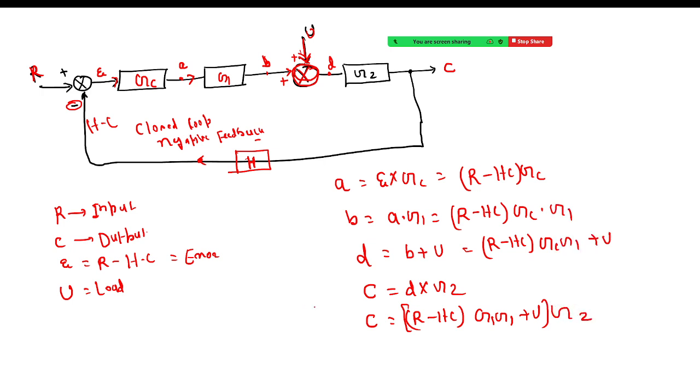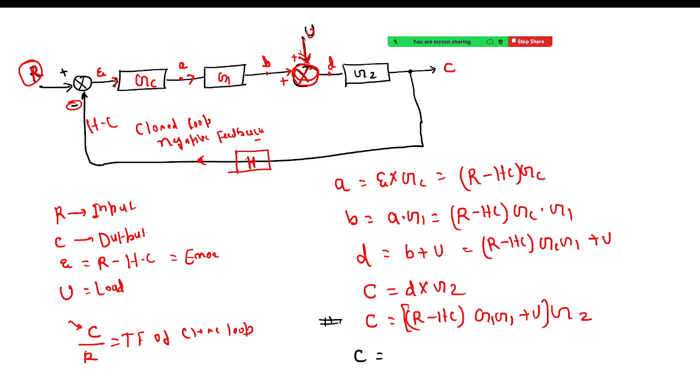Right? Now, since this one is your output and this one is your input, your transfer function should be C upon R. That will be the transfer function of this closed loop. Is it fine? Where C is your output, already I have written. So we are very much interested in knowing the value of C by R. So how can I calculate? You will have to solve this particular system of equations, this elementary mathematics kind of thing.